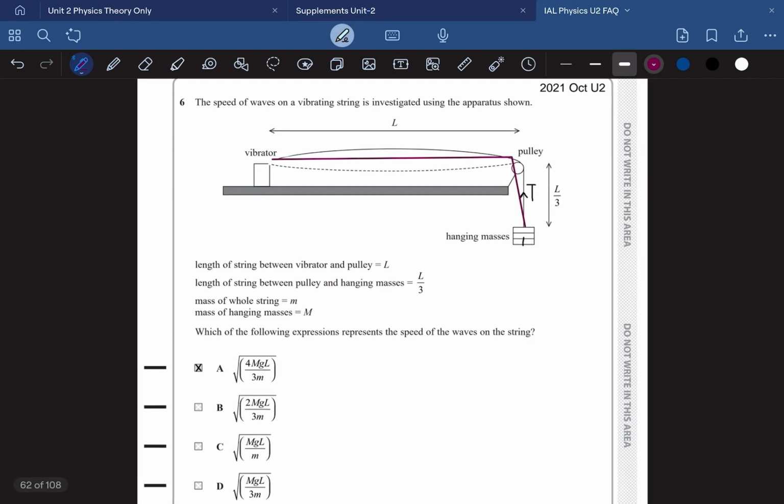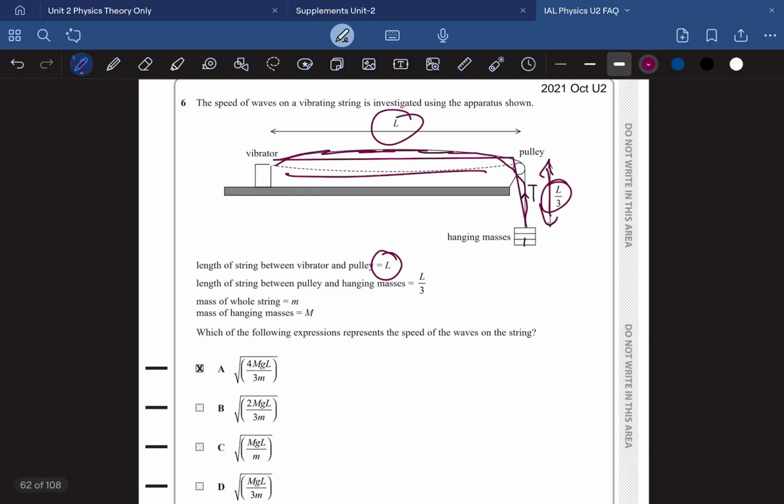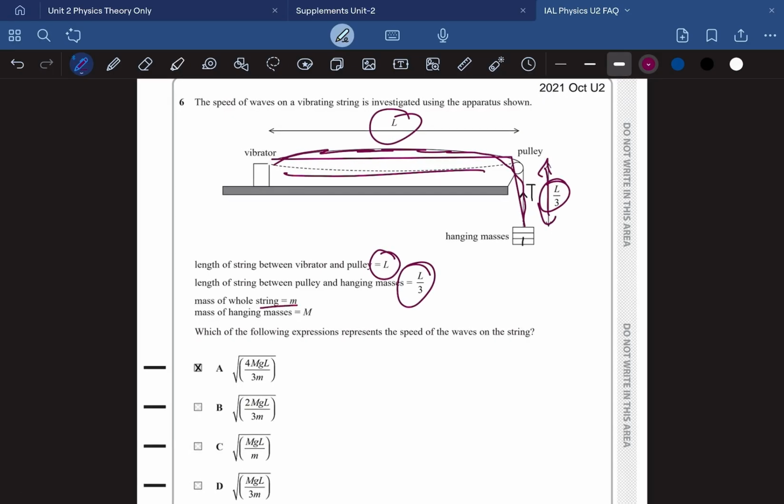Though that is a little curved, this is the whole length of the string. So the length of the string between the vibrator and the pulley is L, whereas this small length is L divided by 3, and the mass of the whole string is M, and the mass of the hanging mass is M. Which of the following expressions represents the speed of the waves on the string?